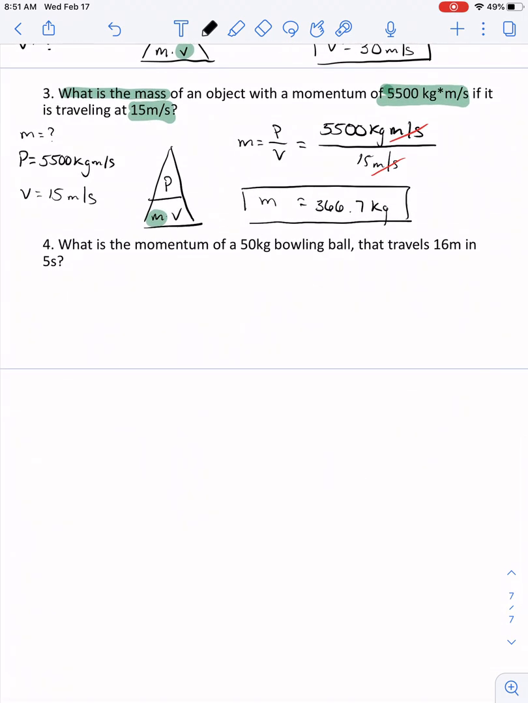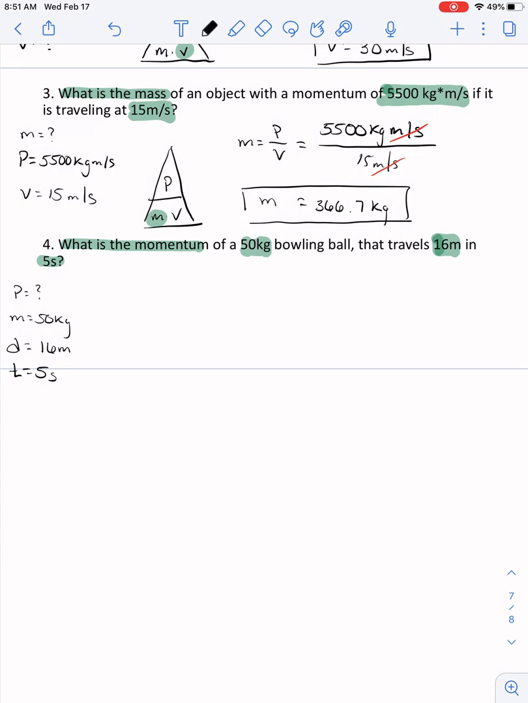And one last question, it reads, what is the momentum? So we're looking for p of a 50 kilogram object, so that's a mass, that travels 16 meters. Now, meters is a distance, so I have to assign that to d, in 5 seconds. So we have a time of 5 seconds.